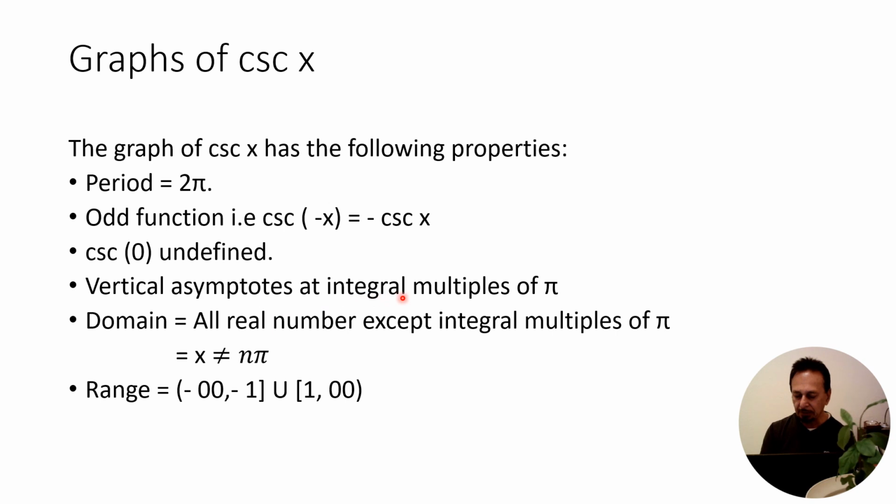Vertical asymptotes at integral multiples of pi. So the vertical asymptotes are at 0, pi, 2 pi, 3 pi, 4 pi, negative 2 pi, negative 3 pi, and so on. And the domain is all real numbers except the integral multiples of pi. So in other words, x cannot be n pi, where n is an integer. And these are the vertical asymptotes. What is the range? Well, the range is negative infinity to -1 and 1 to infinity.